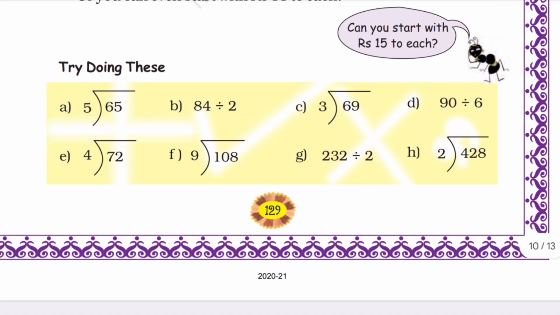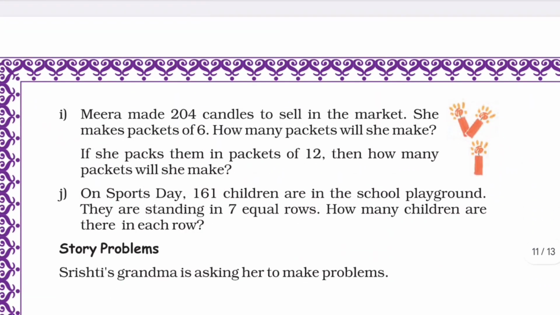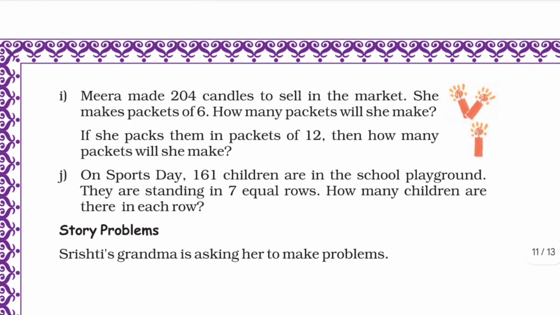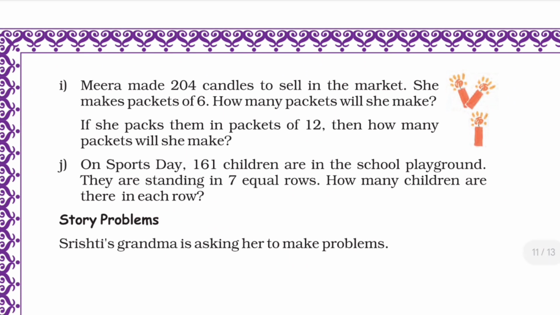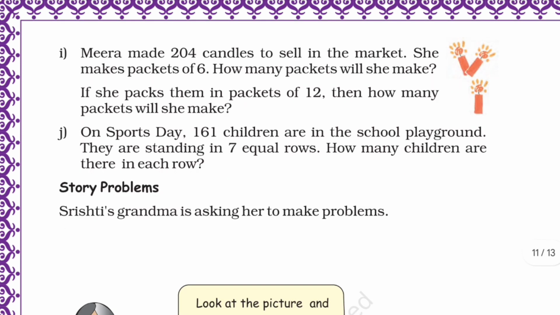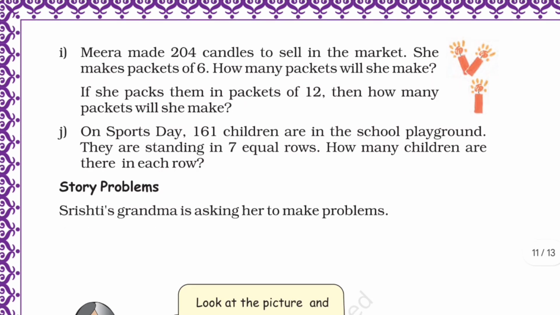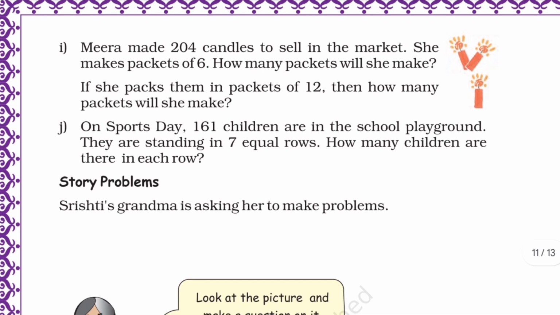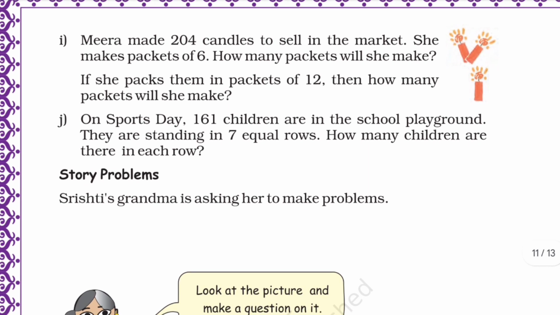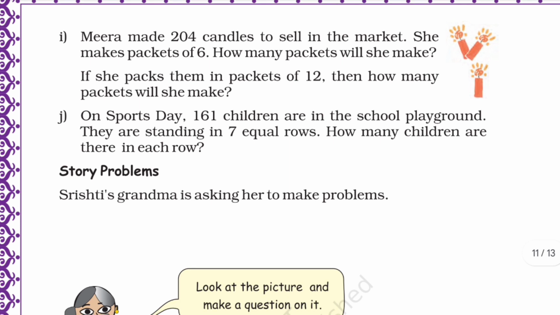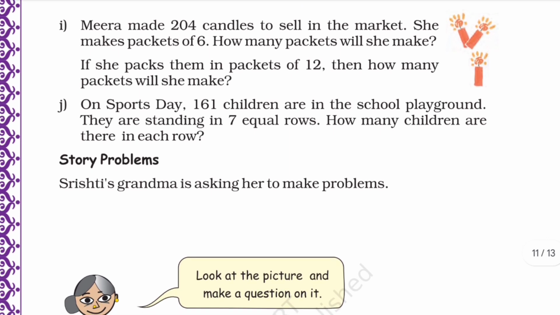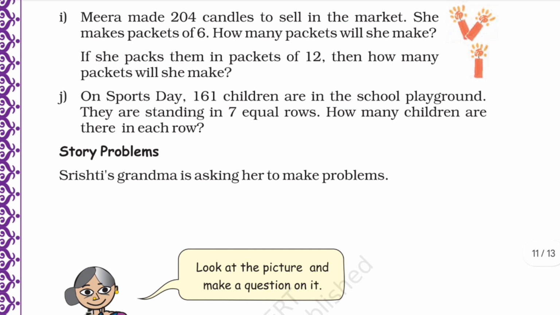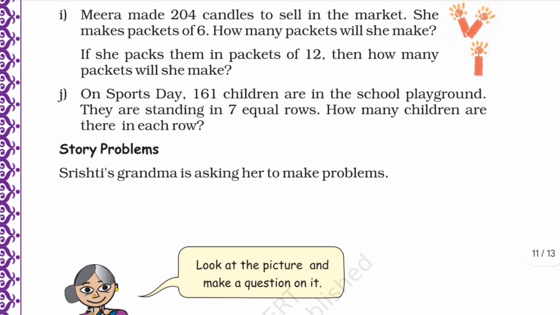Try doing this. Mira made 204 candles to sell in the market. She makes packets of 6. How many packets will she make? If she packs them in packets of 12, then how many packets will she make? On sports day, 161 children are in the school playground. They are standing in 7 equal rows. How many children are there in each row?